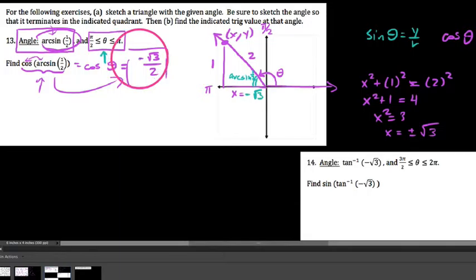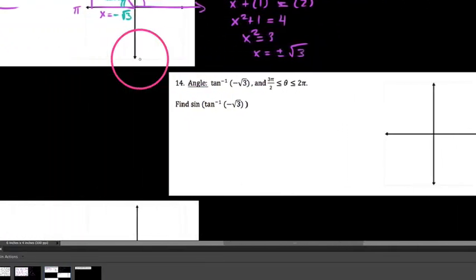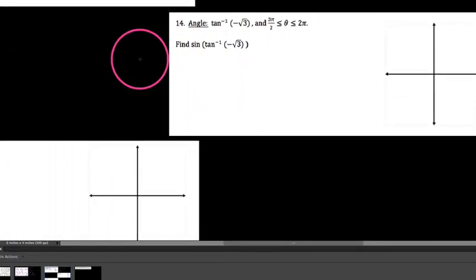So what I want to do is just look at a couple more of these where we're sketching the angles and then evaluating for a trig function. But on number 14 here, the reason why I want to look at this one is because it says, hey, your angle is the tangent inverse of negative root 3. And you say, okay, well, I thought this was supposed to tell me two parts of a triangle. The trick here is to just go ahead and land this over a 1.